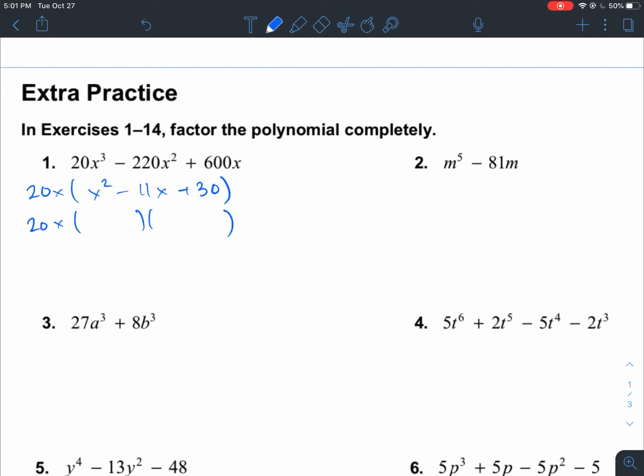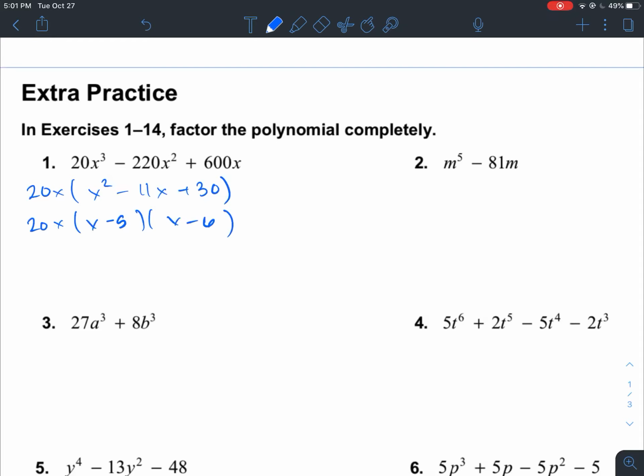And those two numbers would be negative 5 and negative 6, so x minus 5 and x minus 6. So minus 5 minus 6 is equal to negative 11, which is what I have right there. But then when you multiply them, negative 5 times negative 6, I get positive 30. Okay? And so negative 5 and negative 6 are the numbers that make up my factors right there.